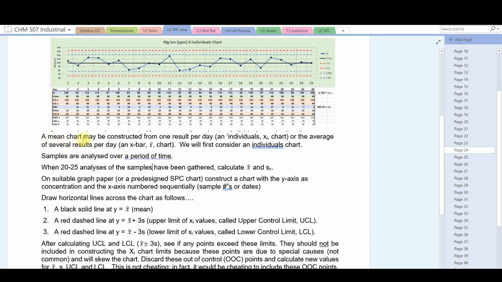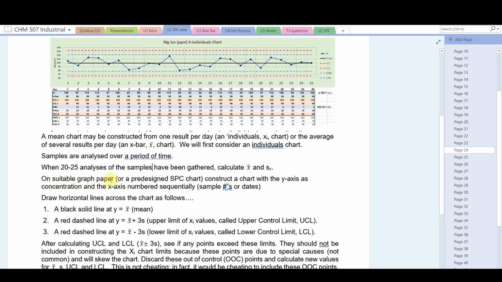So a mean chart may be constructed with one result per day. That's called an individuals X sub I chart. That's what we're plotting here. Or the average of several results per day, and that's called an X bar chart. We will consider the individuals chart first. So samples are analyzed over a period of time. In this example, we have 25 days, one sample per day. When 20 to 25 samples have been gathered, you calculate the average X bar and the standard deviation.